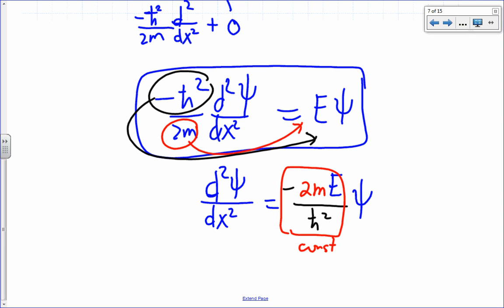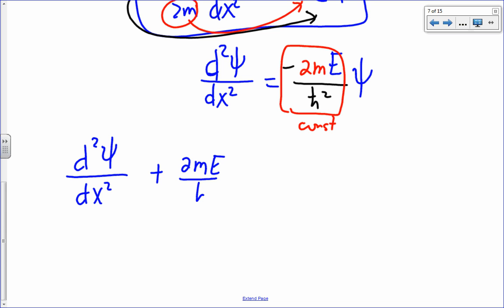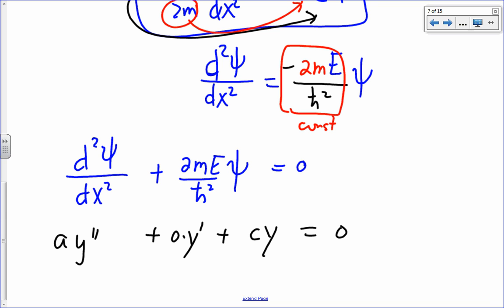And so, move everything to the left. I can rewrite second derivative of psi with respect to x plus 2mE over h bar squared psi equals 0. Okay, so this is like a y double prime plus b y prime plus c y equals 0, right? So what's your a? 1. What is your c? That constant right there, and b is 0, right?